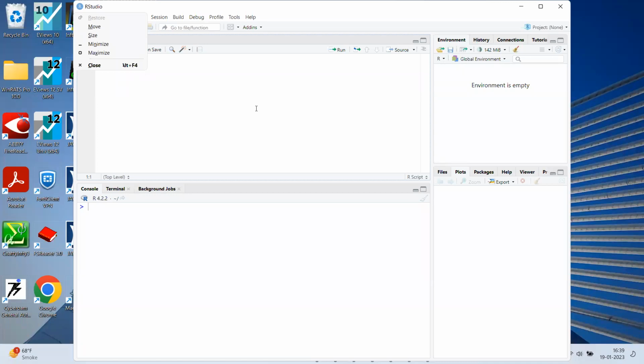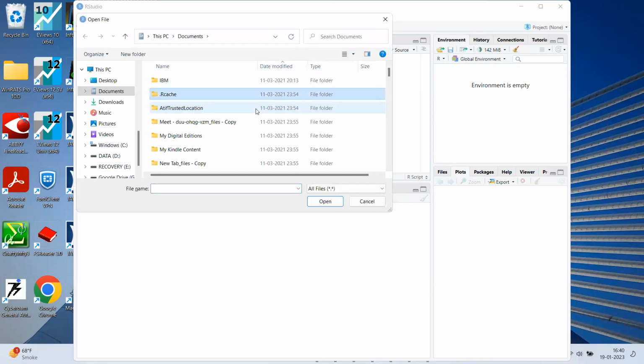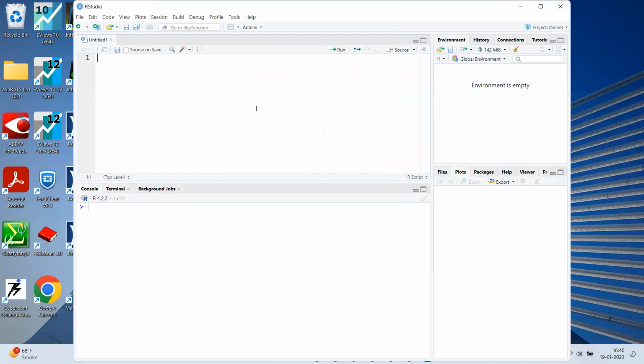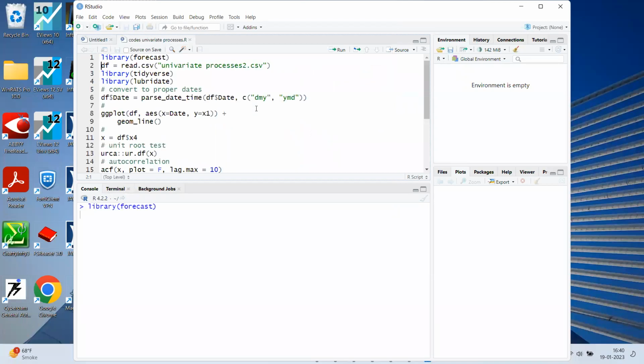Okay. I think all the 4 panes are visible. So we'll be working with the univariate data set that I have provided. So let's open the code file. Okay, let's look at this data set. This library is needed. I forgot to tell you some packages we'll be needing today. During the course of our discussion, you will get to know this forecast package would be needed. So let us read this data, univariate processes.